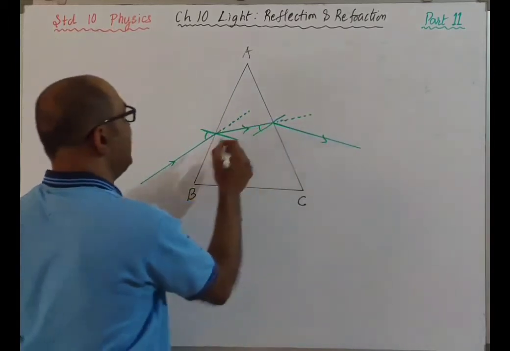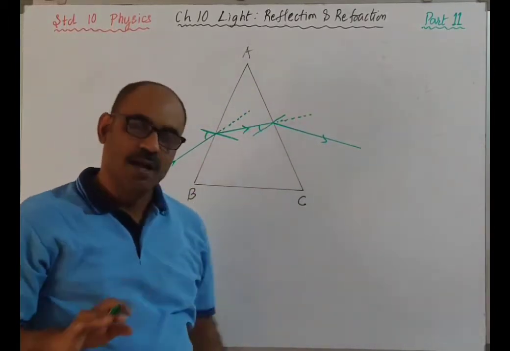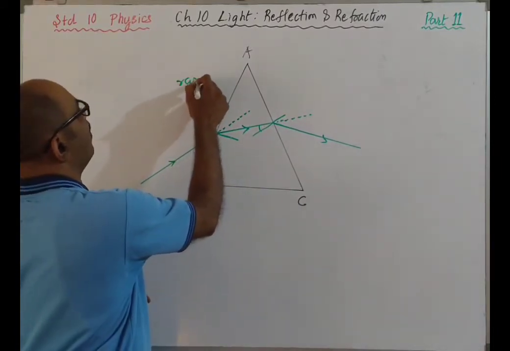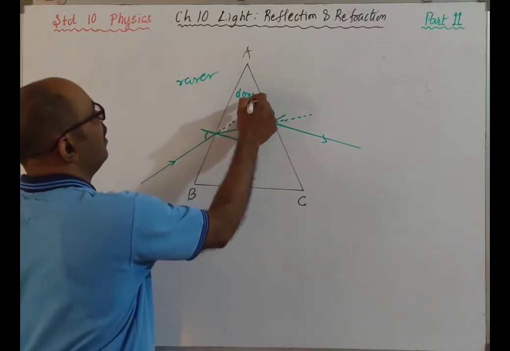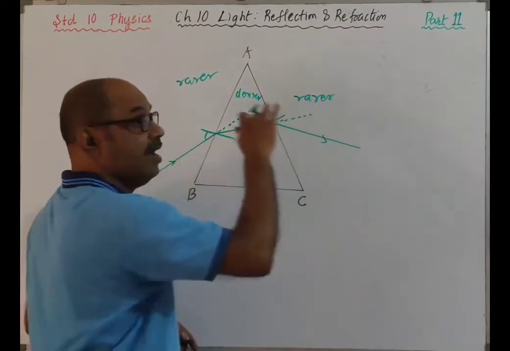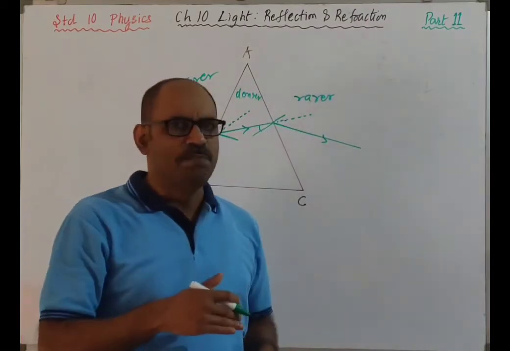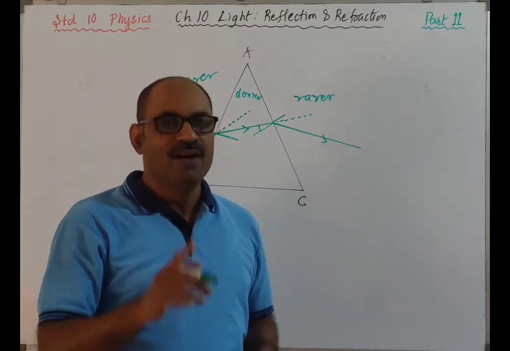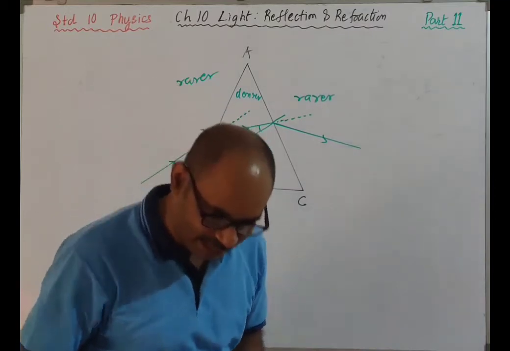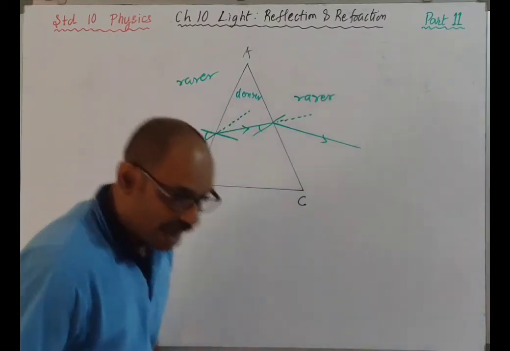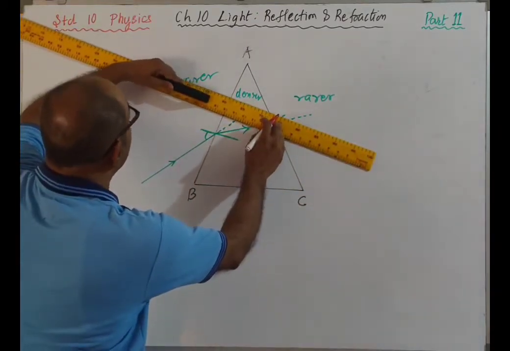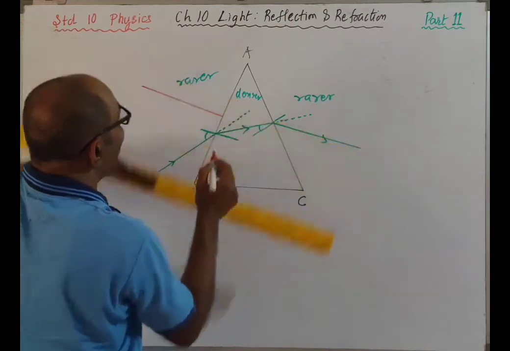Here we do not have any idea how much bending will take place. But yes, when it travels from rarer to denser, it bends towards the normal, and from denser to rarer, it bends away. But how much bending there is, we do not know. Very soon, I'll show you how that problem is solved. Okay? Fine.